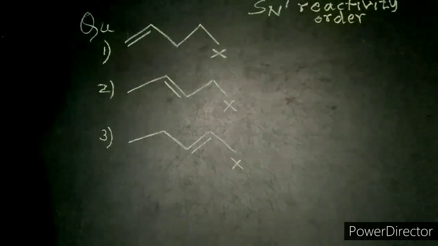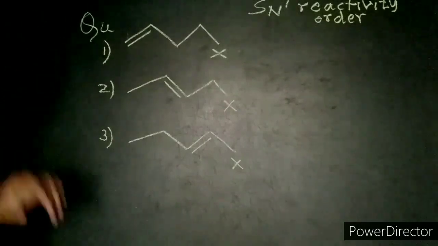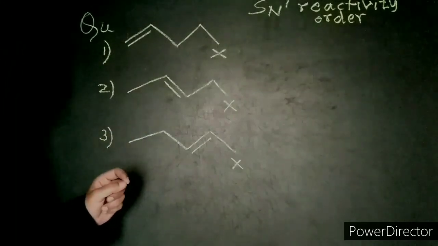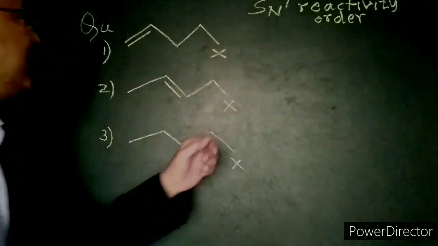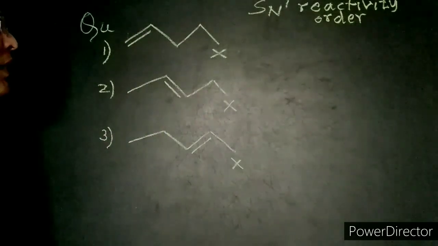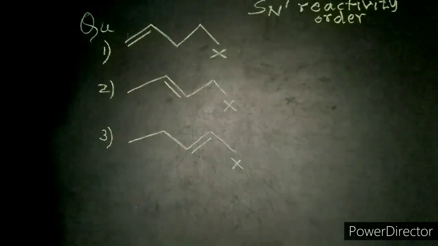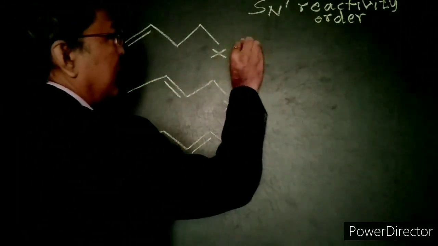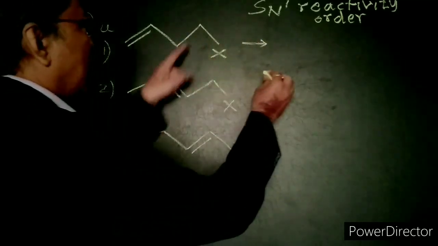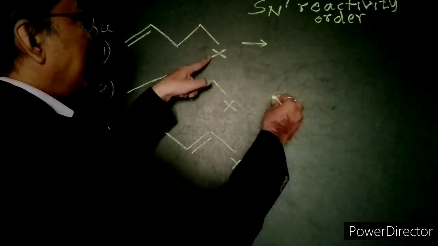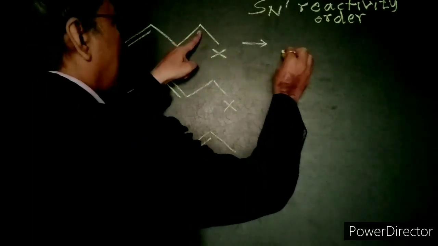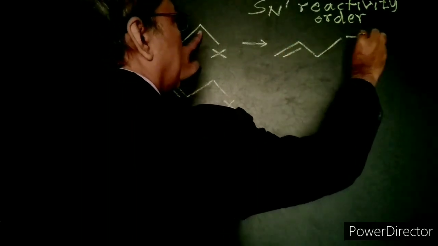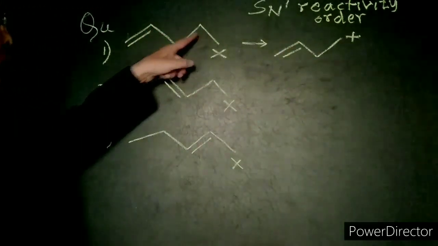Let us consider one more very important question, and most of the students make mistakes in this question. What is asked? We have to arrange in the decreasing order of SN1 reactivity for these molecules, and we know that SN1 reaction takes place by the formation of carbocation. Let us consider the carbocations of these molecules. If this molecule forms a carbocation, it means this carbon and halogen bond breaks, and this carbon becomes a carbocation, like this.